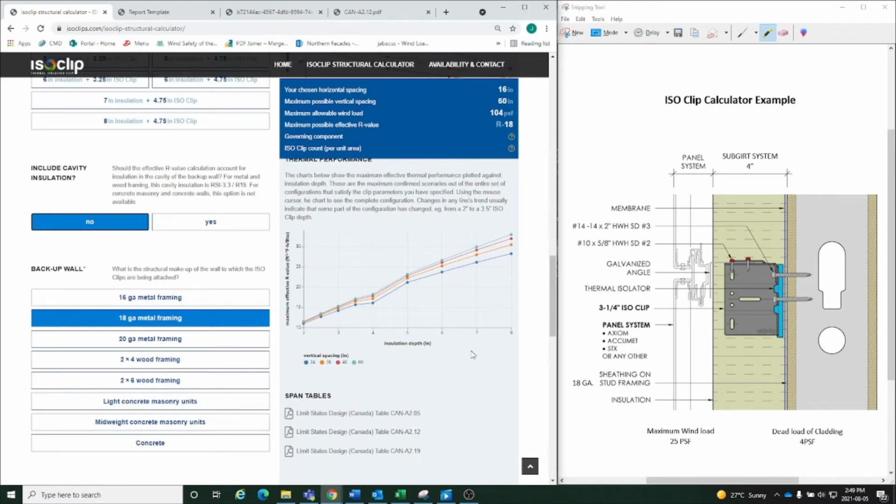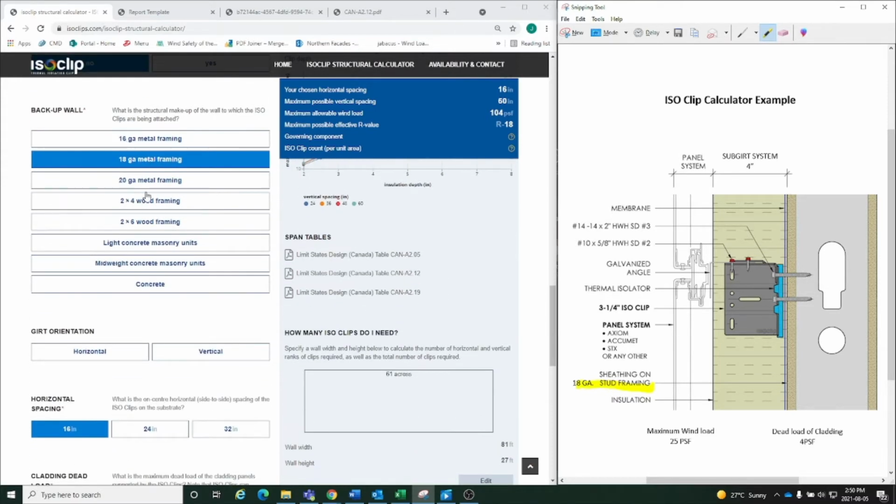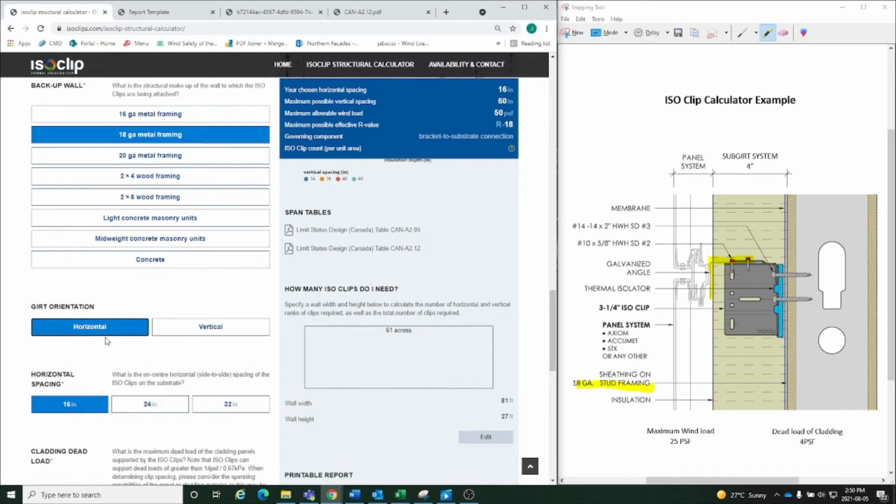The backup wall is 18 gauge metal stud framing, and it's shown on the detail over here where it says 18 gauge stud framing. And you can choose from your different steel studs, wood studs, concrete, and CMUs on the calculator. Since this is a side view of the detail, you can see the L angle over here is on the side and clearly running horizontally along the clip. So I'm going to say the girt orientation is horizontal.